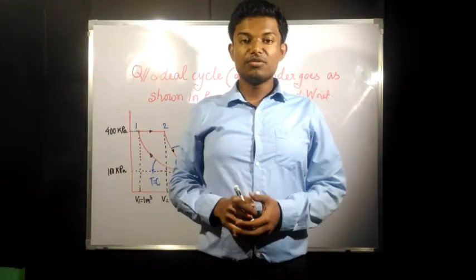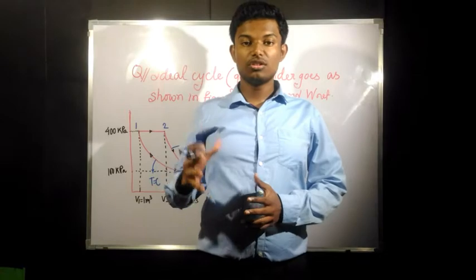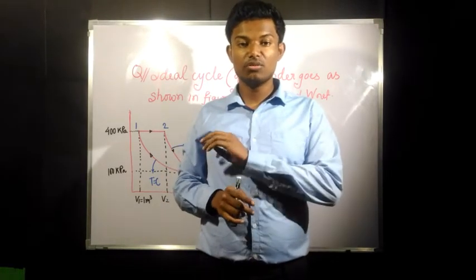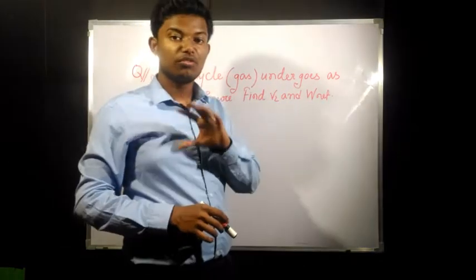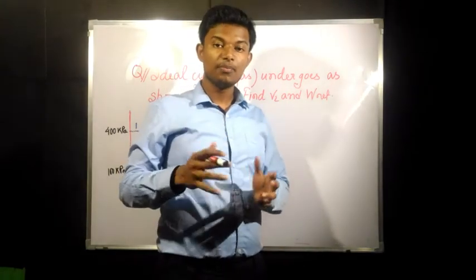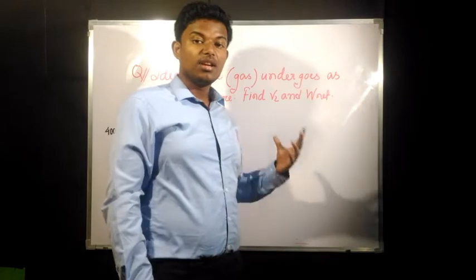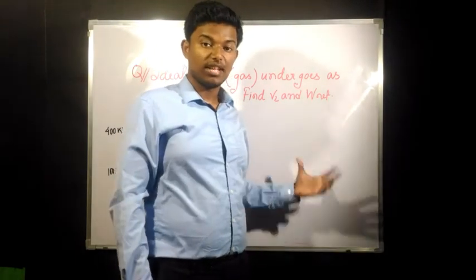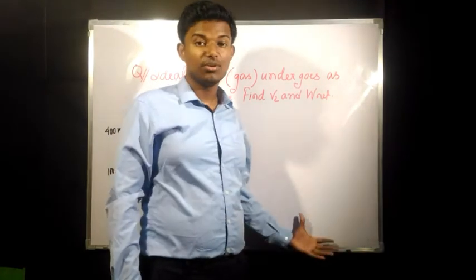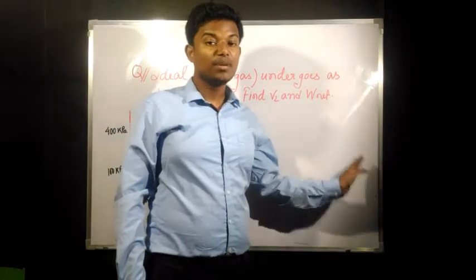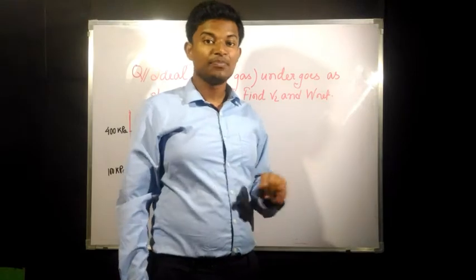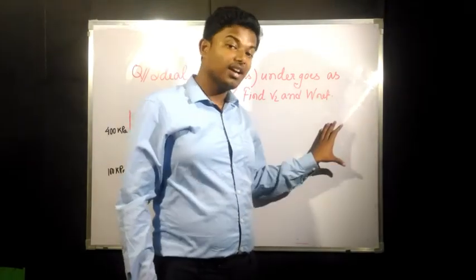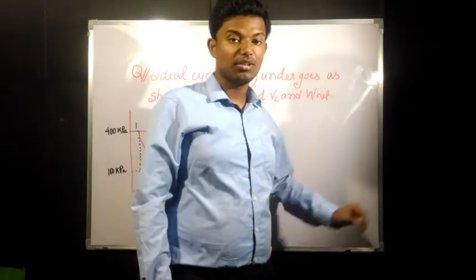So we have discussed some of the important work done equations for all the processes like constant pressure, constant volume, isothermal, adiabatic, polytropic. That means how we are going to calculate work done for these particular processes. And if you remember, while deriving these equations, we boxed down some of the important equations and told you that these are the ideal gas equations for that particular process.